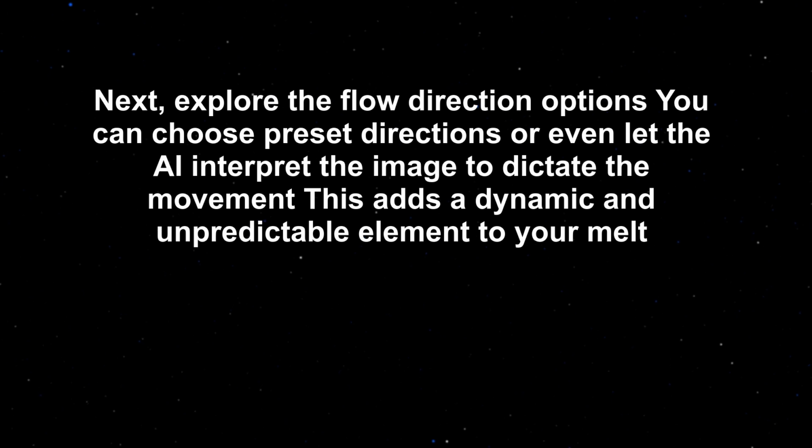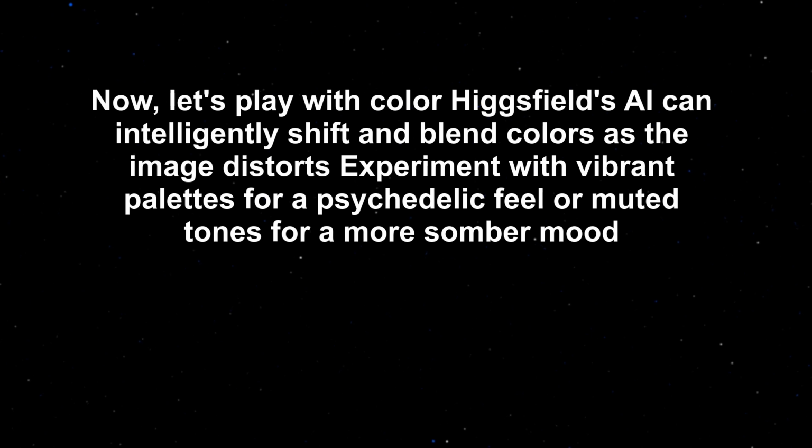Next, explore the flow direction options. You can choose preset directions, even let the AI interpret the image to dictate the movement. This adds a dynamic and unpredictable element to your melt. Now, let's play with color. Higgsfield's AI can intelligently shift and blend colors as the image distorts. Experiment with vibrant palettes for a psychedelic feel or muted tones for a more somber mood.